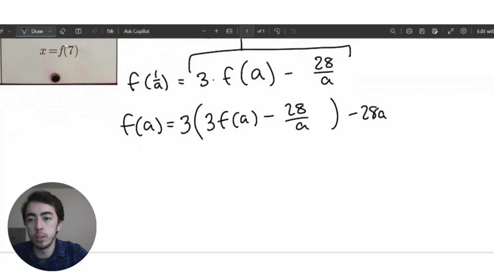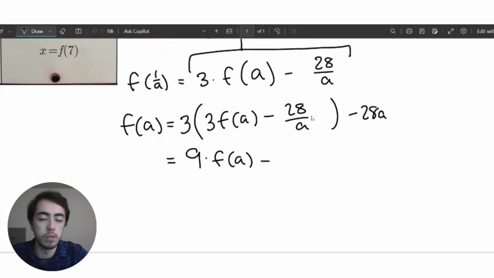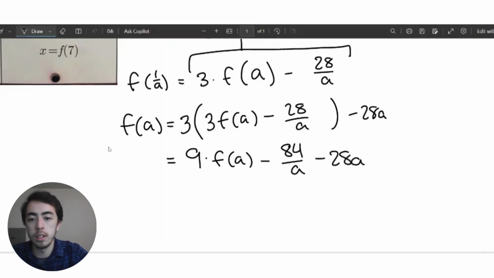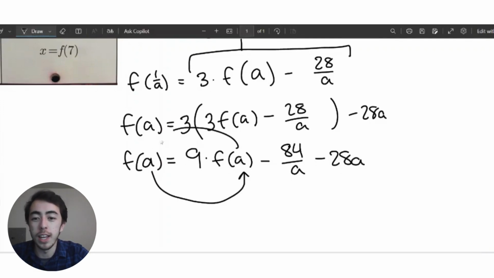And how about I'll distribute my 3. So this is equal to 9 times f of a minus whatever 3 times 28 is. That's 84 over a. I distributed this 3. Still have this minus 28a at the end. This is all still equal to f of a. And I still have this problem where if I plug in an a, I need to reference the same function again, and I'm kind of in this infinite loop.